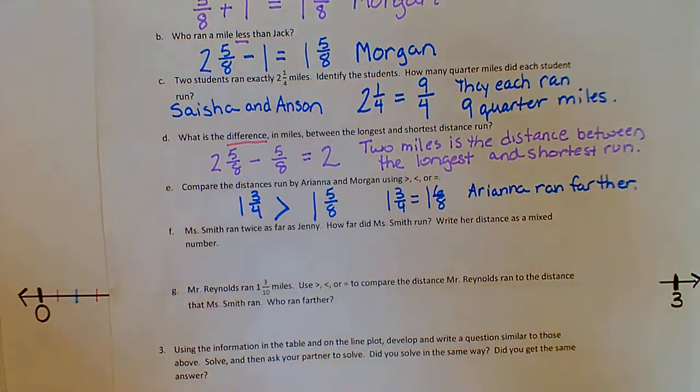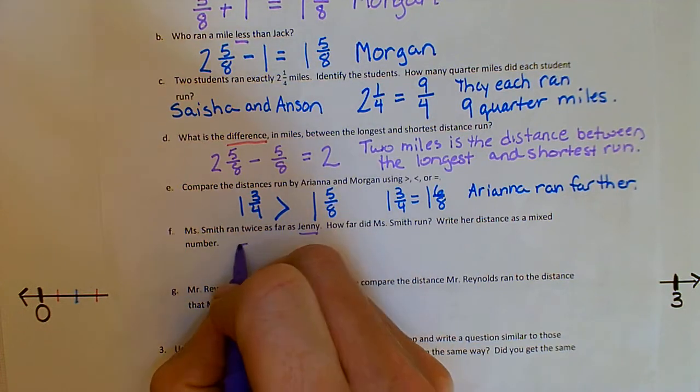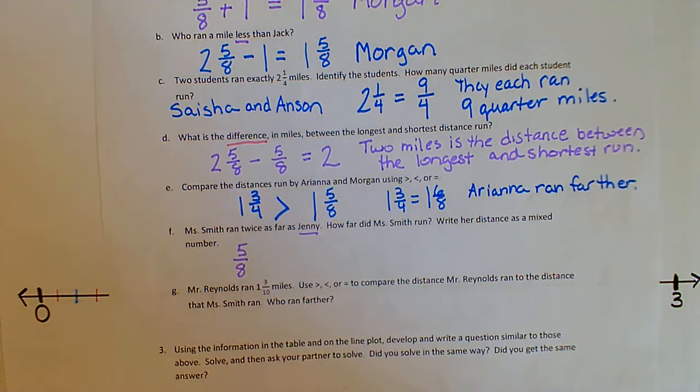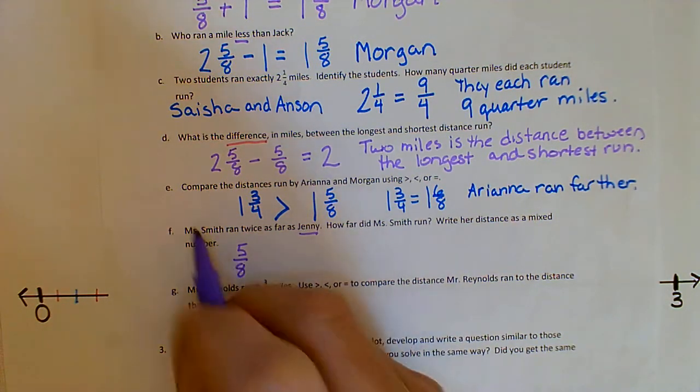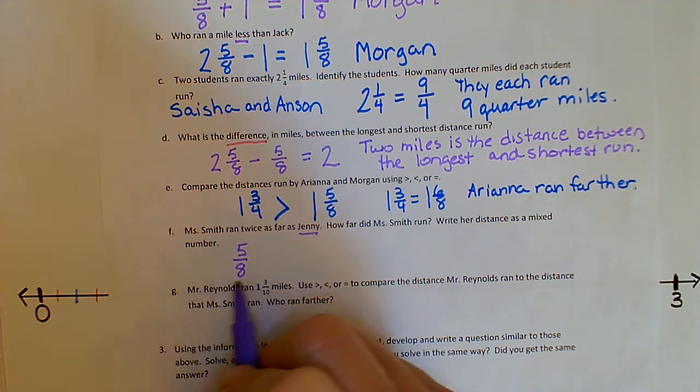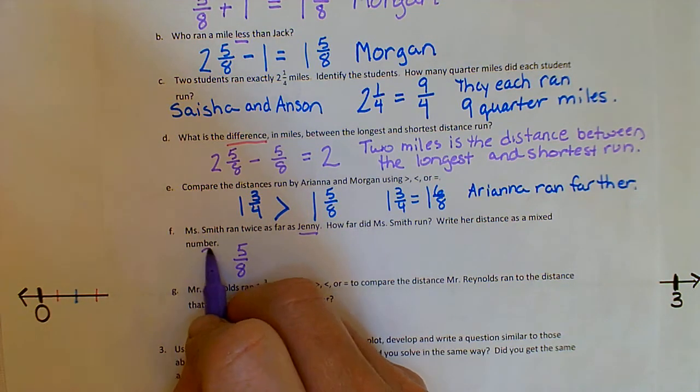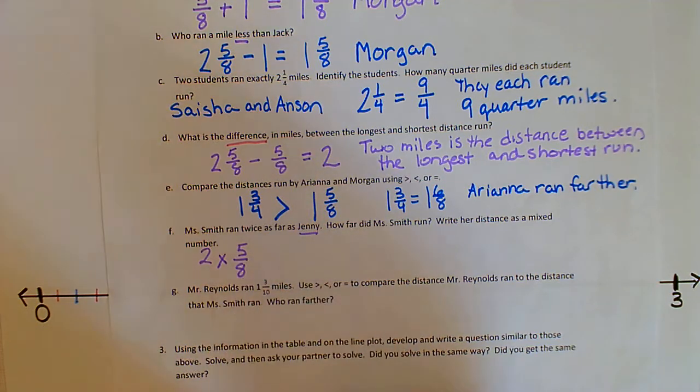So what I want to do, let's switch back to our purple. So Jenny ran 5/8 of a mile. And what we want to do then is say, well, Miss Smith ran twice as far, right? Because they tell us she ran twice as far. Twice as far means times 2, or you could add it twice. So you have two choices. You can do 5/8 plus 5/8, or we can do 5/8 times 2, or 2 times 5/8, which is what we normally have done. That's how we tend to write things. So 2 times 5/8.